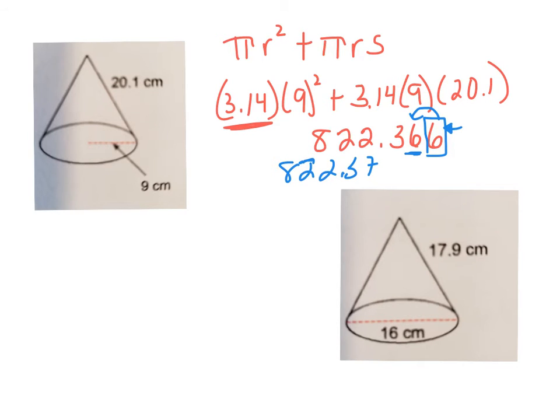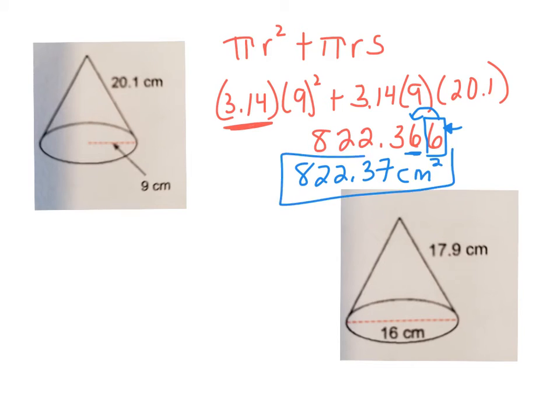Wow, that's really messy. Let me just erase that. It's kind of hard to see all that. All right, retry. Okay, so 822.37, and our units again are centimeters, and we need to have a squared after them.